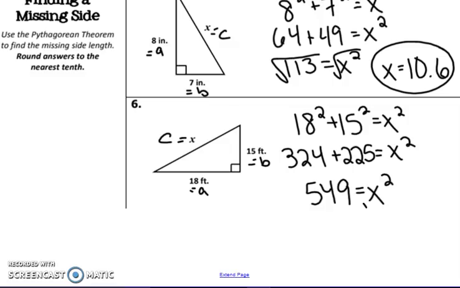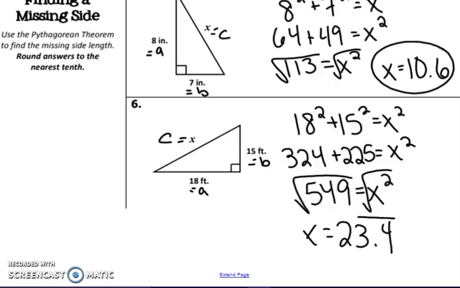Again, we got it down to x squared, so we need to take the square root of both sides. So x is going to equal approximately 23.4. And double check yourself. Make sure your hypotenuse is always longer than your two legs. If it's shorter, something went wrong in your math.